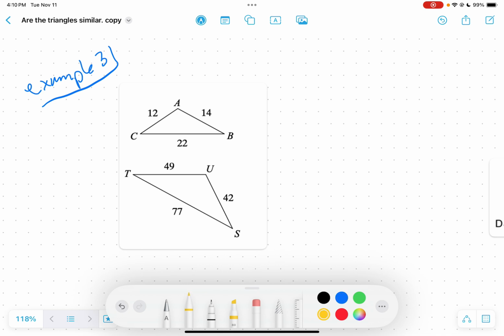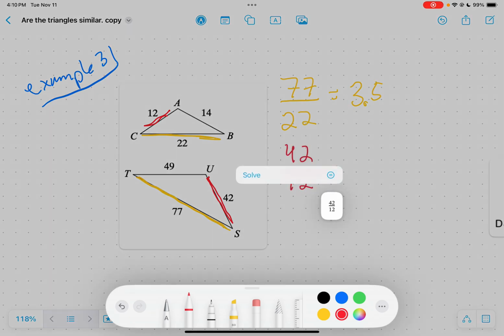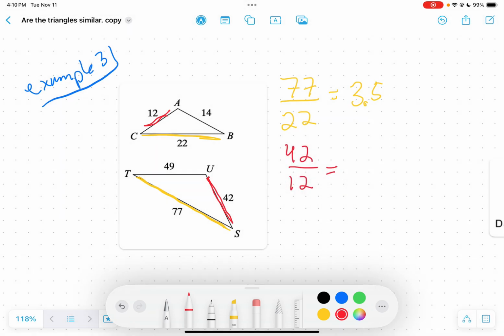Okay, so hopefully you tried it. Let's see. I'll start with the longest side. The longest side here is 77 and 22. 77 divided by 22 is 3.5. So let's check if my other ratios work out. My smallest side is 42 to 12. That one also gives me, I think, 3.5. You have to pay attention to which sides line up.